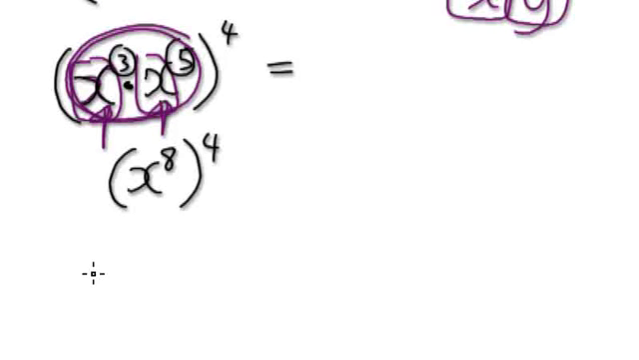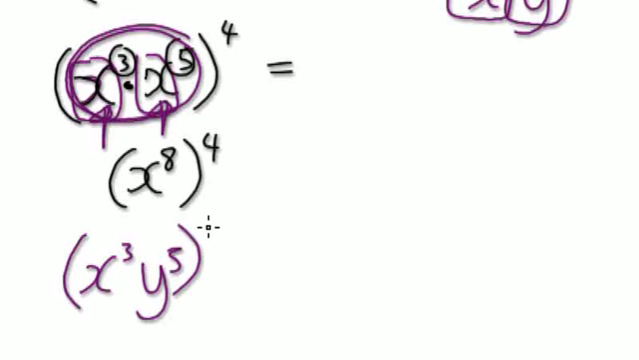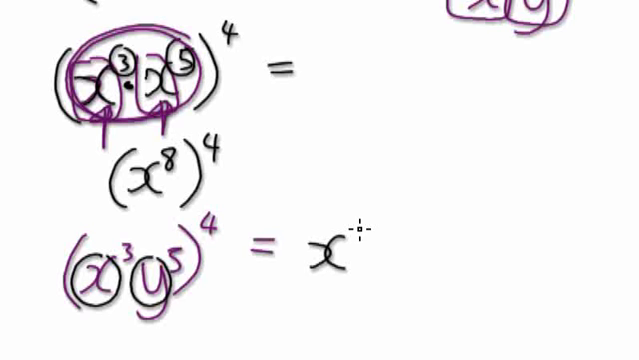Whereas if you get given something like this, x to the power 3, y to the power 4, y to the power 5, and then to the power of 4, here the x is different from the y, so you can't merge the two. So it becomes this: x to the power of 12, y to the power of 20.